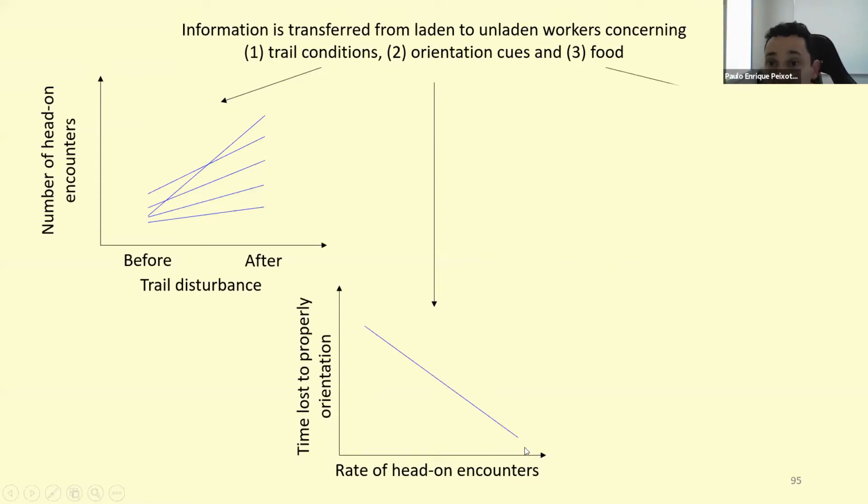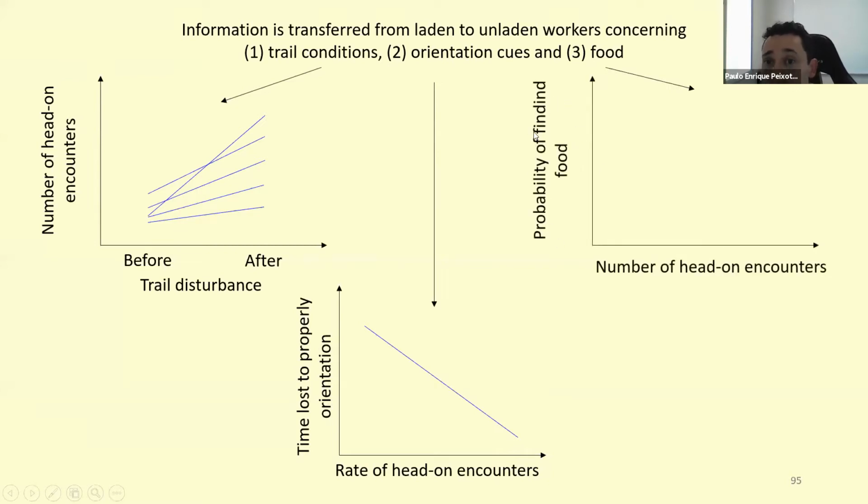And for the third one, they imagined that the probability of finding food by each individual should be related to the number of head-on encounters. So again, they quantified the number of head-on encounters for each individual, and they imagined that the higher number of head-on encounters would be related to a higher probability of finding food. They also expected this situation.